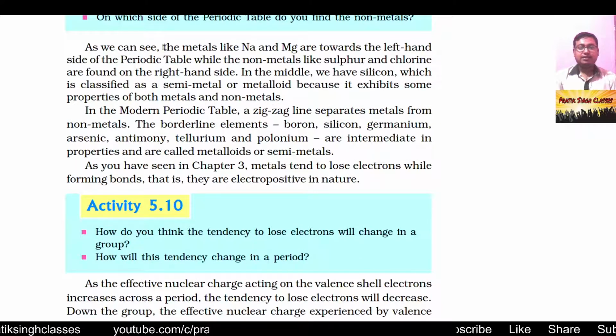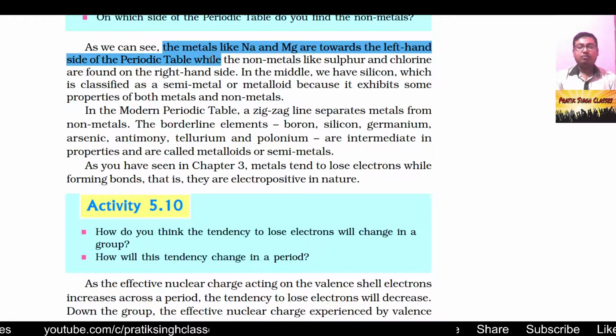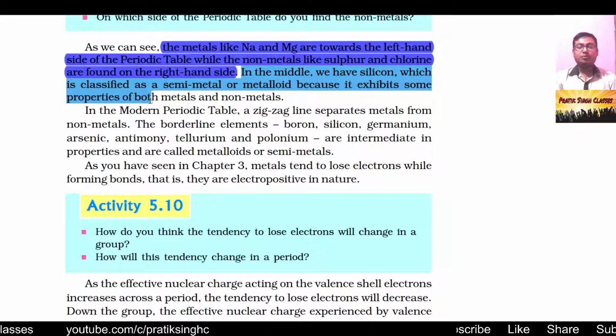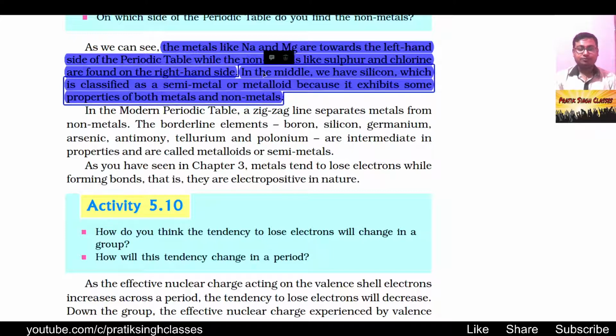As we can see, metals like sodium and magnesium are towards the left hand side of the periodic table, that is predictable, while non-metals like sulfur and chlorine are found on the right hand side. Always remember, metals are arranged on the left hand side and non-metals on the right hand side of the periodic table. So you can say that when we go from left to right, the metallic properties decrease and non-metallic properties increase. In the middle, we have silicon, which is classified as a semi-metal or metalloid because it exhibits some properties of both metals and non-metals.